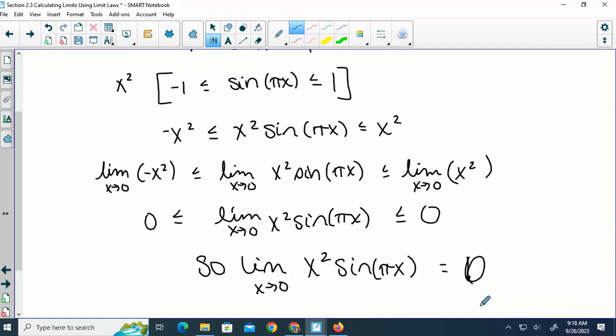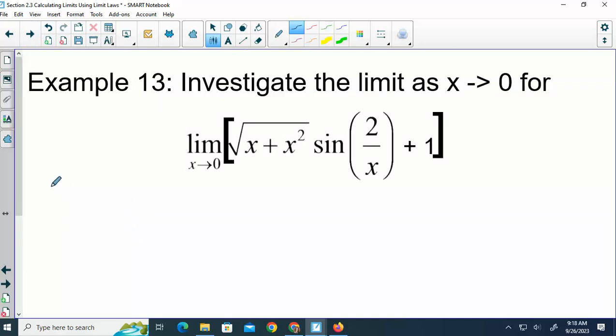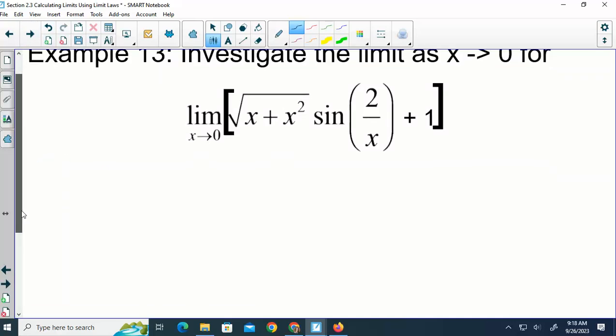Questions? Let's do one more. Best for last. Here we go. Isn't that gorgeous? All right. So, what do I do first? Sine is between -1 and 1. I told you I'm only going to do sine or cosine.